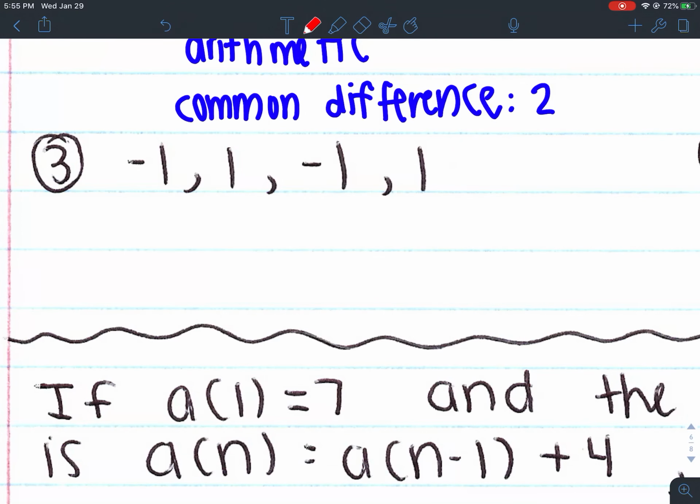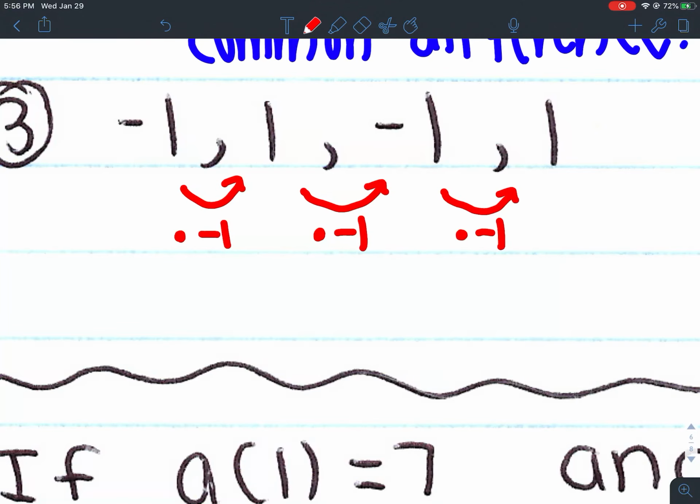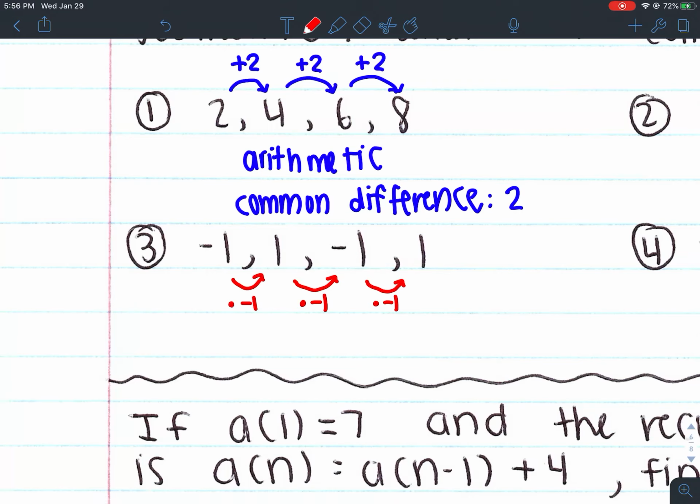All right, moving on to number 3. Now here I have negative 1, 1, negative 1, 1. Well, I notice that my signs are flip-flopping back and forth, but my number isn't changing. So what's happening here? Well, that must mean I'm multiplying, because I'm obviously not adding. I can't add and subtract, I can only do one. Well, what times negative 1 makes 1? If I multiply by negative 1, 1 times negative 1 is what? Negative 1. What's negative 1 times negative 1? Positive 1. So I'm basically multiplying by negative 1.